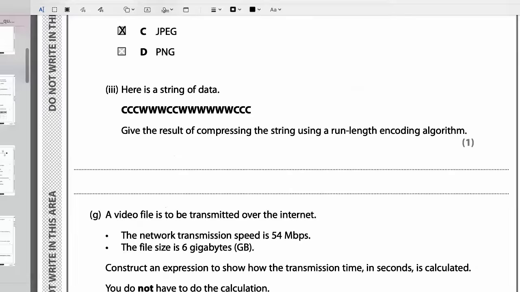3. Here's a string of data. Give the result of compressing the string using run length encoding algorithm. Now, I have done videos on run length encoding. Now, run length encoding is where you count the amount of letters there and you write down the amount. So we look at that, we can see 3 C's, 3 W's, 2 C's, etc. So we just simply write that down, and that's run length encoding. So our answer is 3 C's, 3 W's, 2 C's, 6 W's, and 3 C's.